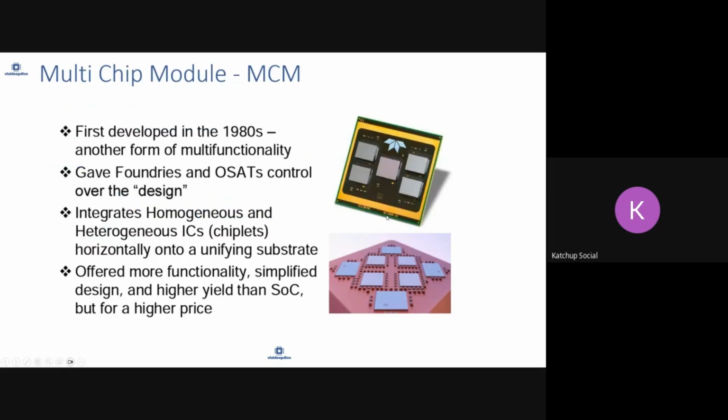So let's understand, right? We talked about the multi-chip module. This was first developed in the 1980s. It was another form of multifunctionality, and it gave foundries and OSATs design control over their designs. It integrates homogeneous and heterogeneous ICs horizontally onto a unifying substrate. It offered more functionality, simplified design, and higher yield than SoC, but at a higher price at that time.